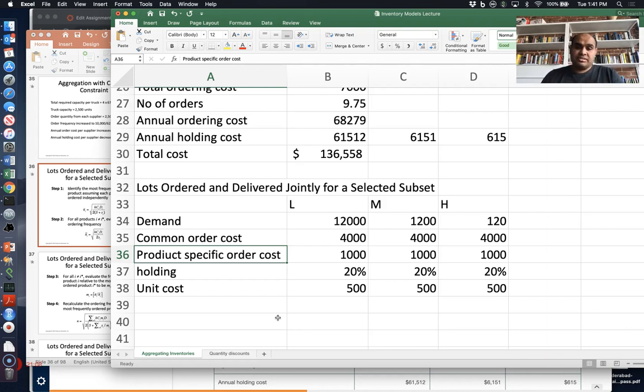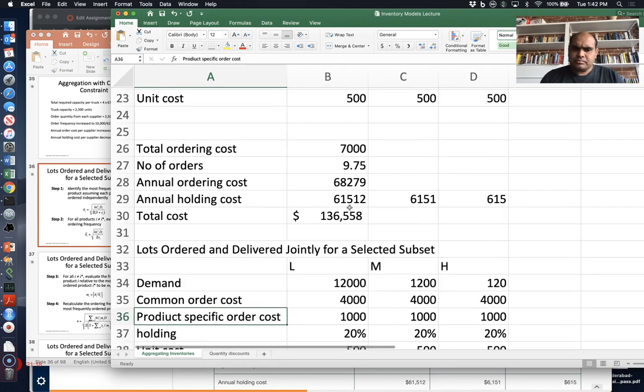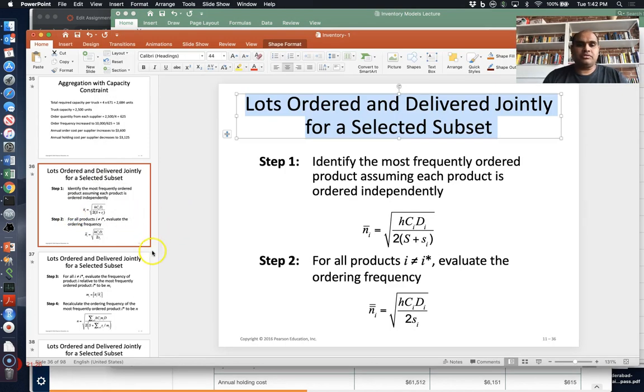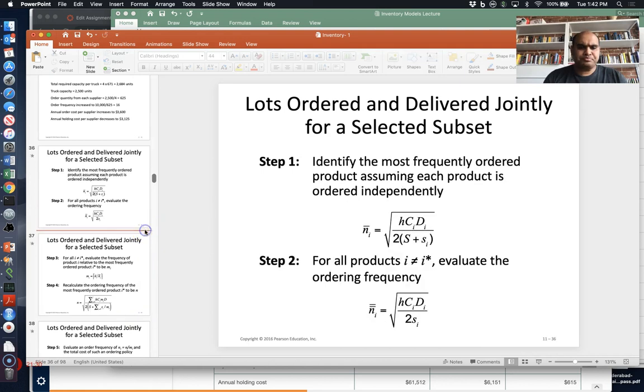So let's take this example here. Like I said, we should not be ordering light pro, medium pro, and heavy pro exactly the same number. So even though this gives us a reduction in cost, it doesn't give us the total reduction that we might potentially get. So what we do is we're going to go through this model. There are 5 steps in this model. So we're going to go through these 5 steps and take it from there.